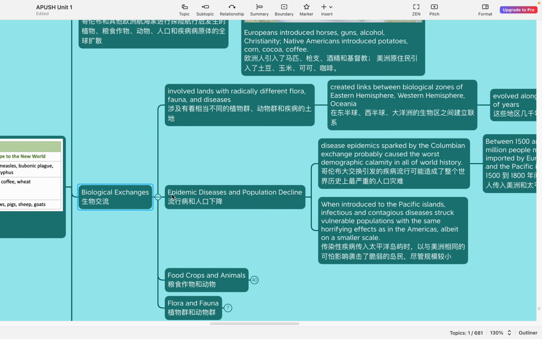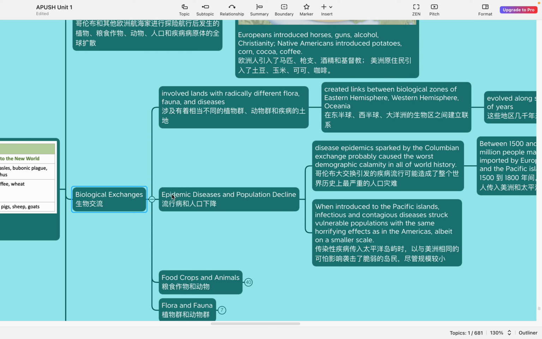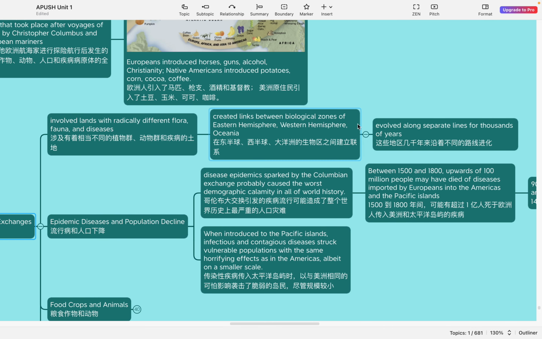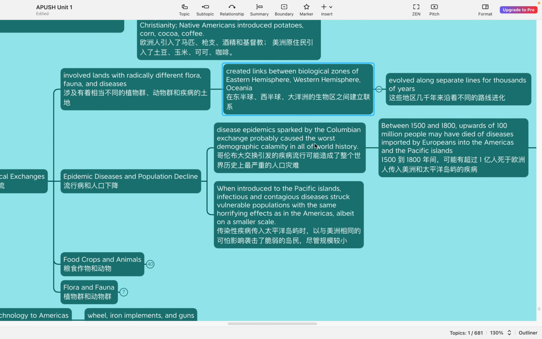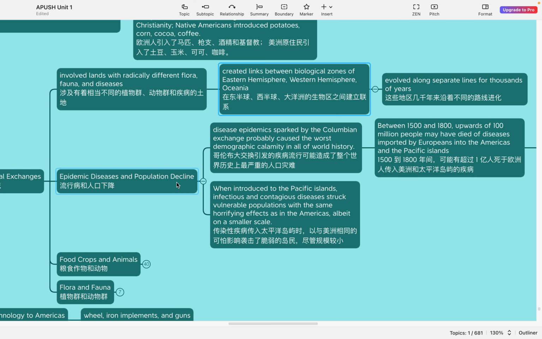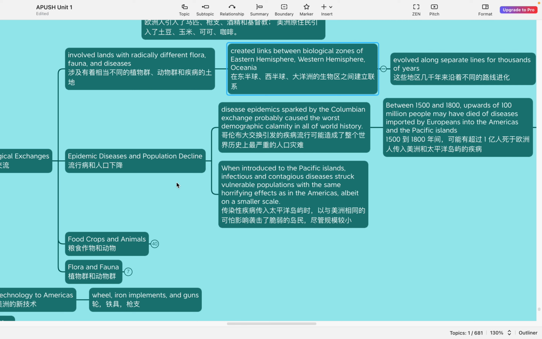In terms of biological exchange, due to the relative independence of the eastern and western hemispheres before Columbus, many organisms evolved along different paths. With the Columbian exchange, these organisms began to establish connections. Infectious diseases brought catastrophic and devastating impacts on the indigenous people of the Americas, causing their population to plummet drastically. This can be considered the most severe population disaster in world history.